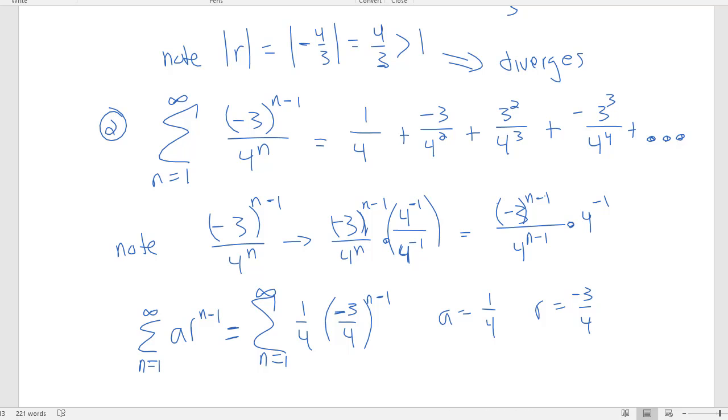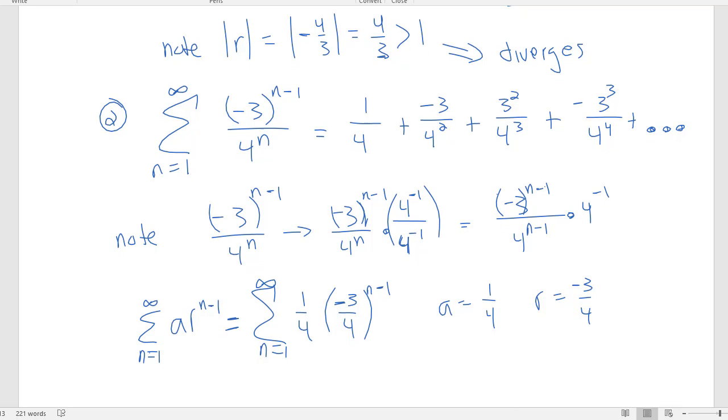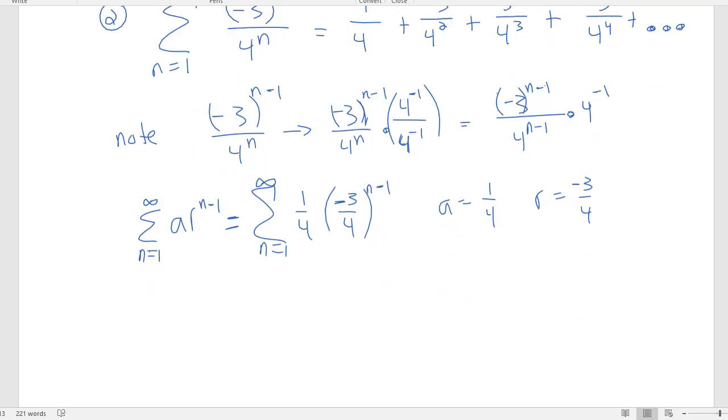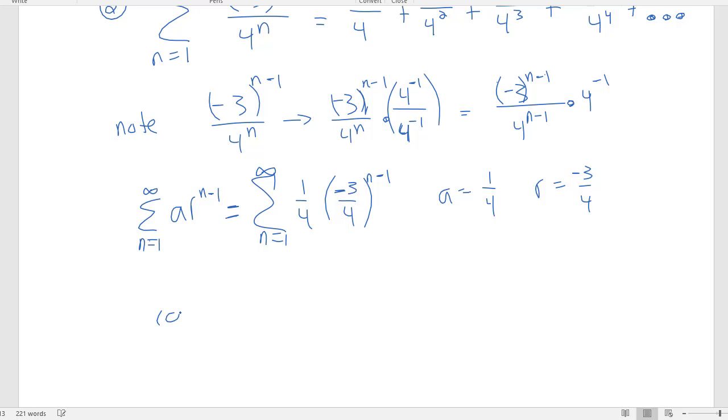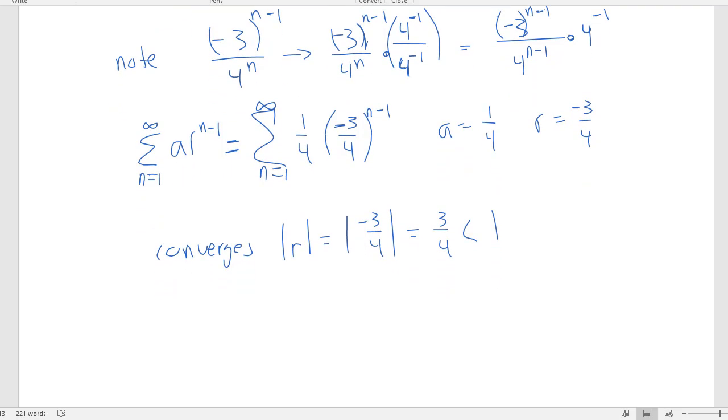Now we can see in this case that the geometric series will converge. Right? So the series converges, and the reason why is the absolute value of r, the absolute value of negative 3/4, is positive 3/4, and that is less than 1. And since it's converging, we want to find the sum.